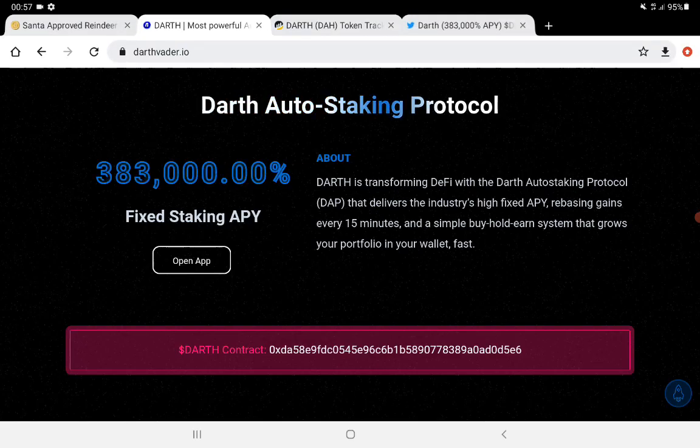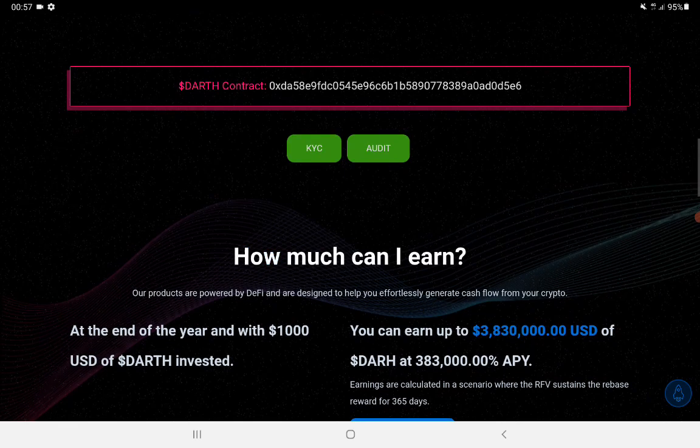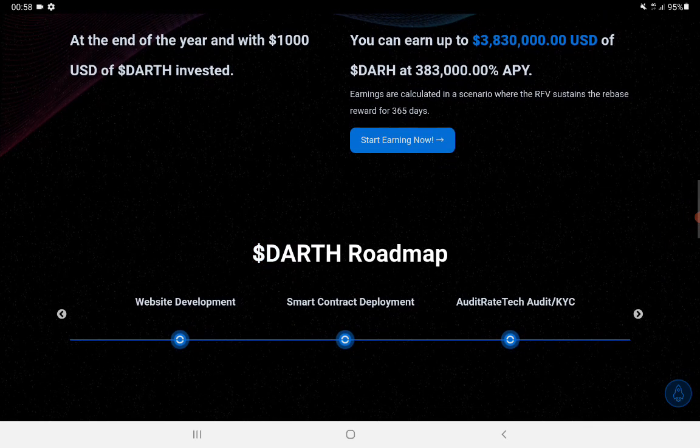And let's go back. And I want to tell you that DART is transforming DeFi with the DART after staking protocol that delivers the industry's highest fixed APY. And also, of course, you can ask me how much can I earn. So if you invest 1000 USD, you can earn up to 3 million and some more USD in a year.